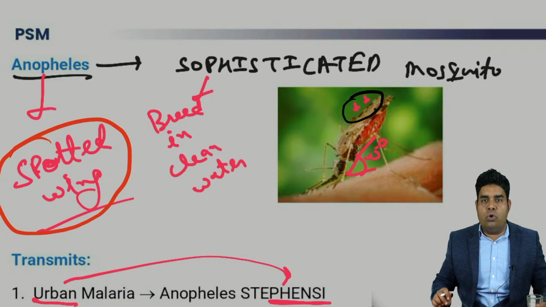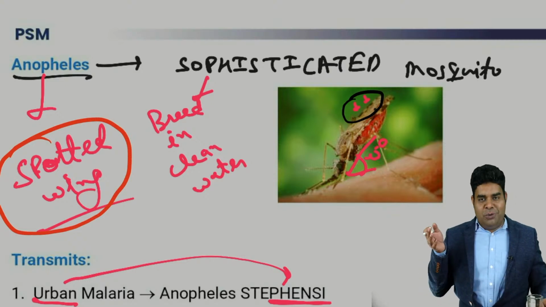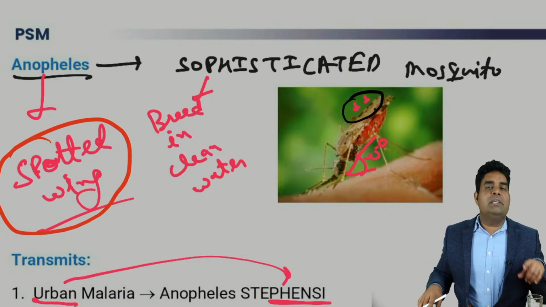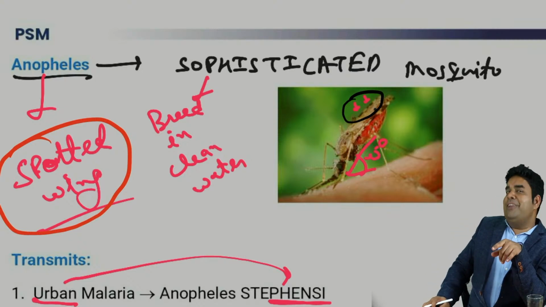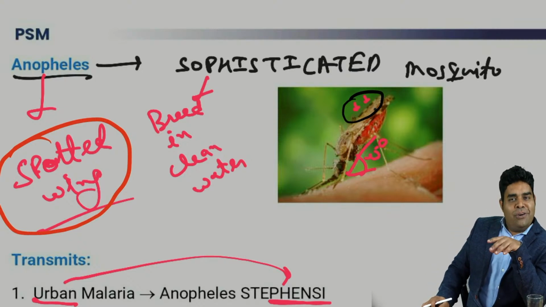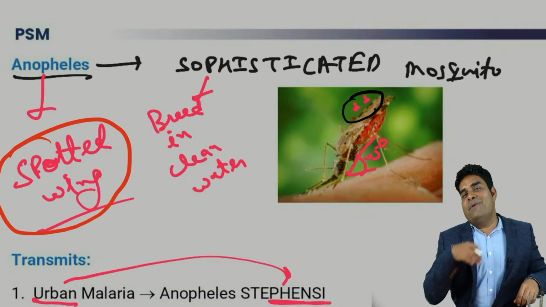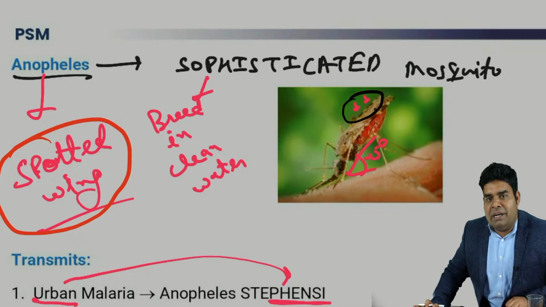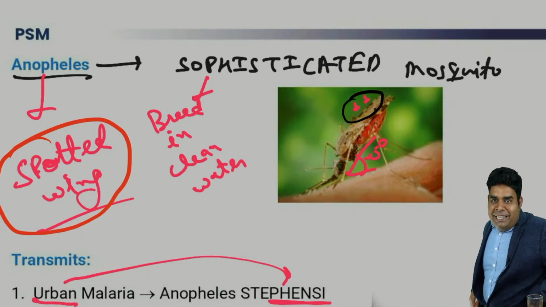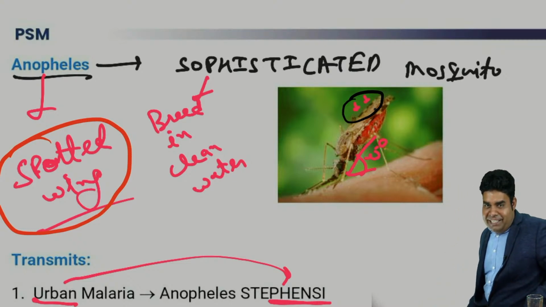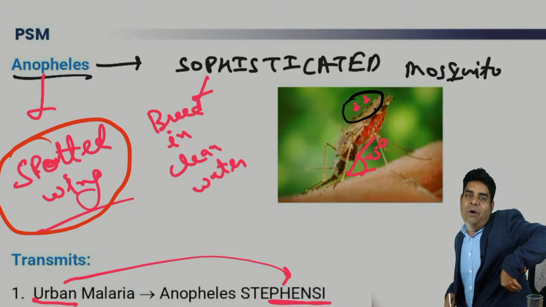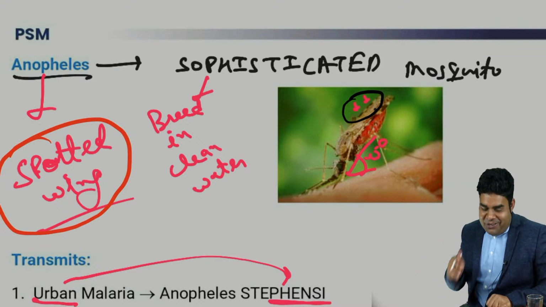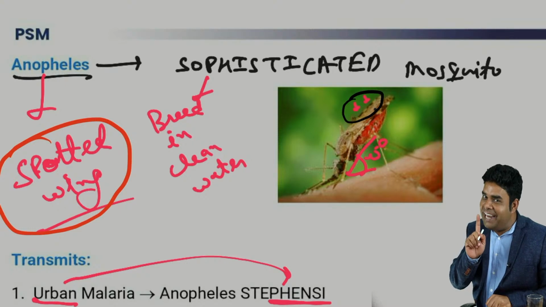And Anopheles is also known as sophisticated mosquito. Why? Because it breed only in clean water, okay? No dirty talking, no dirty water. One more reason why it is sophisticated is, while biting, it first lifts its rear end and then bites. That's why it is ano and then philus. So you can identify it doesn't like to touch our dirty skin.